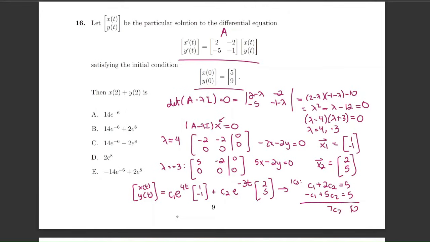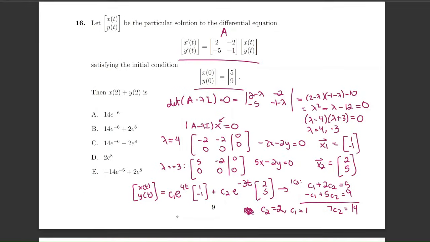10, 7c2 equals that. Okay, that's not right. This is supposed to be 9. This is 14. Okay, so c2 is equal to 2. Okay, c2 is equal to 2. And that means c1 equals 1.